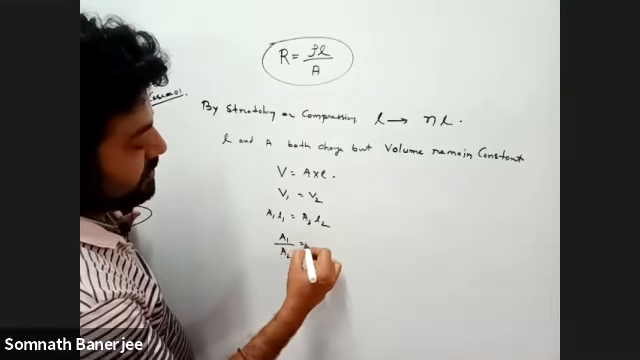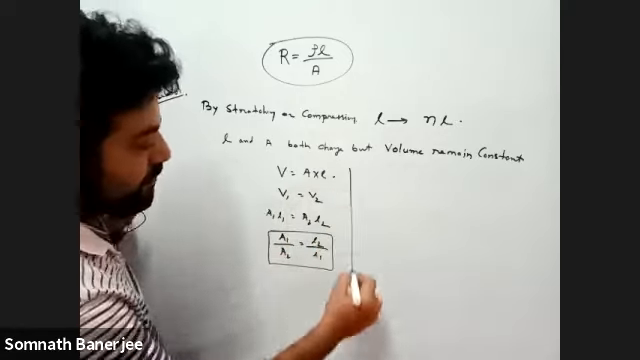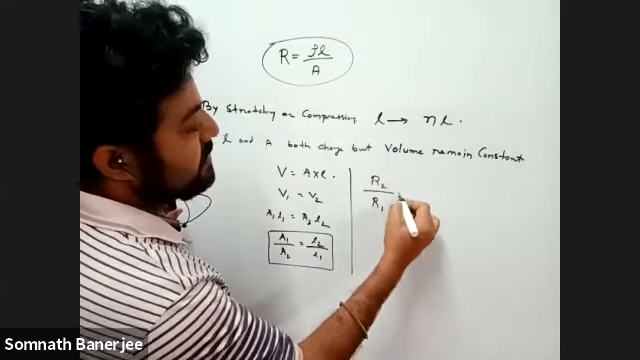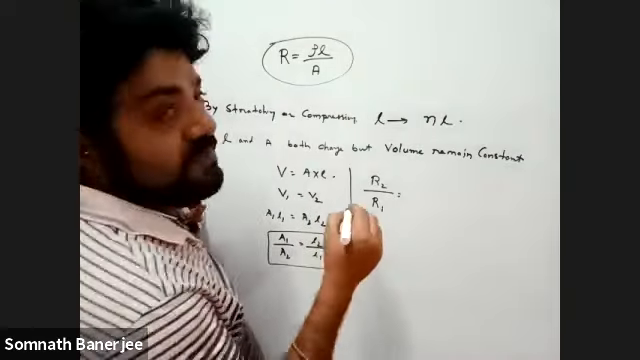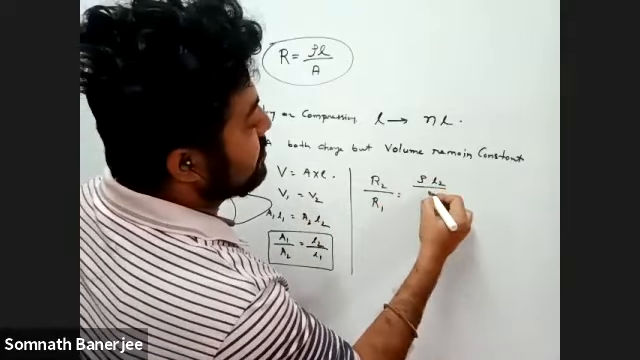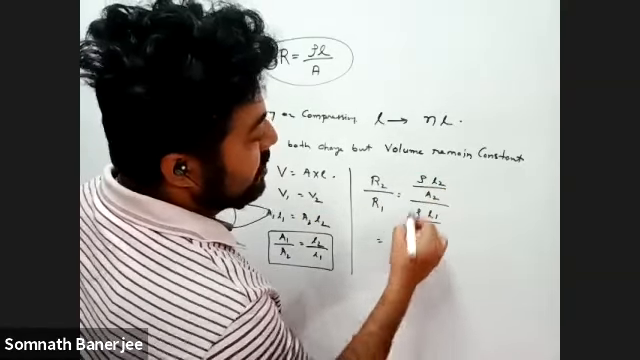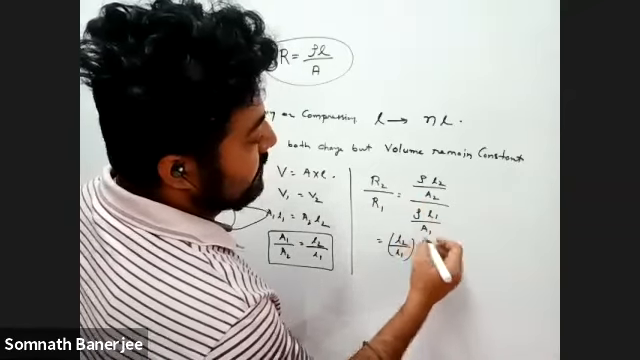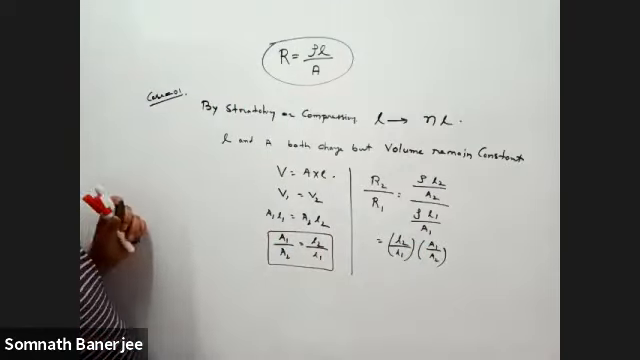A1 by A2, that is L2 by L1, we can write in that manner. Now what we know, if we write R2 by R1, that is resistance of the new one, and R1 means resistance of the old one. Rho is the same material, length is L2, area is A2; rho is the same, length is L1, area is A1. So rho cancels, L2 by L1, and this one is A1 by A2. Now we know A1 by A2 we can write as L2 by L1.